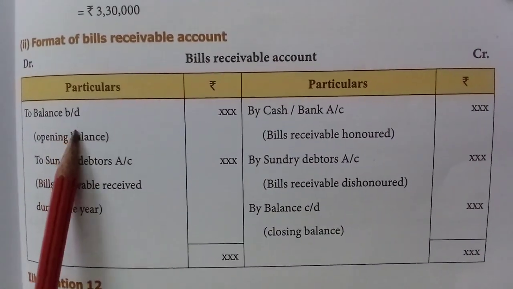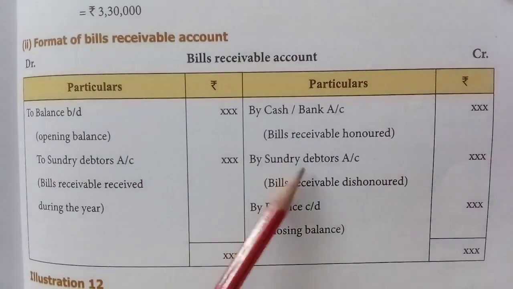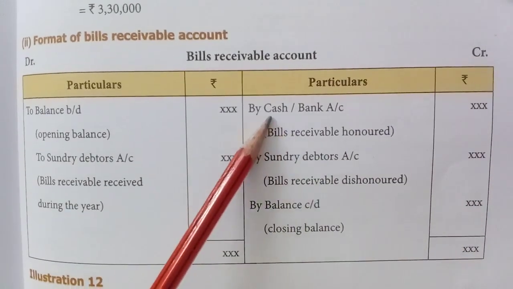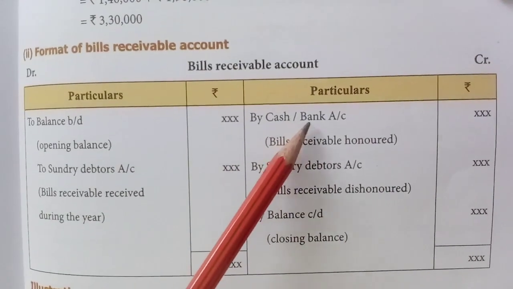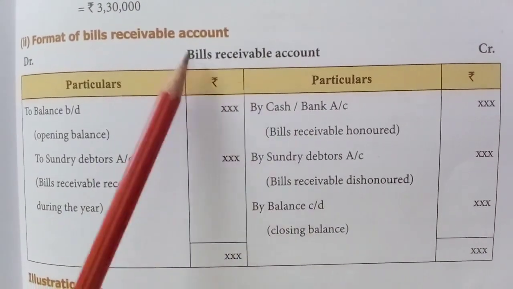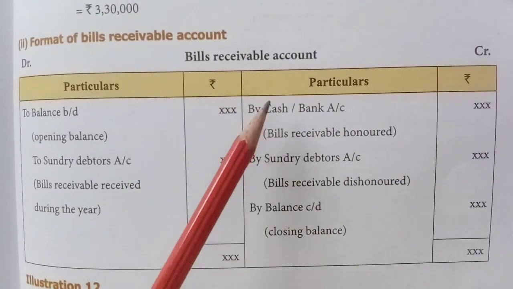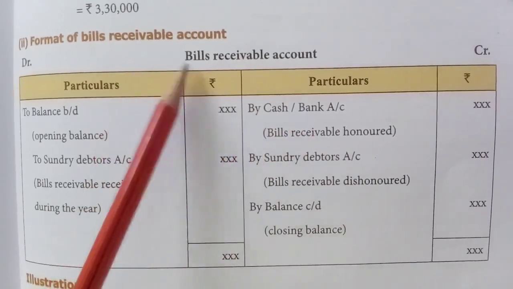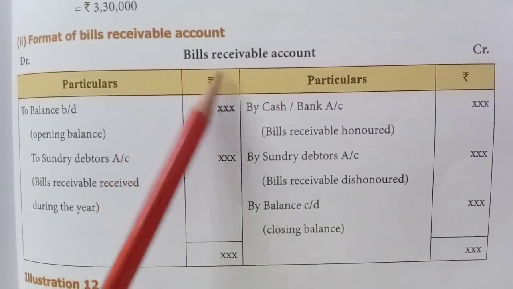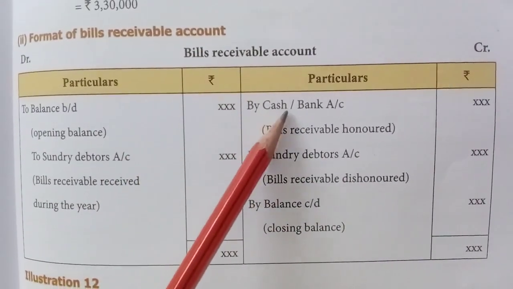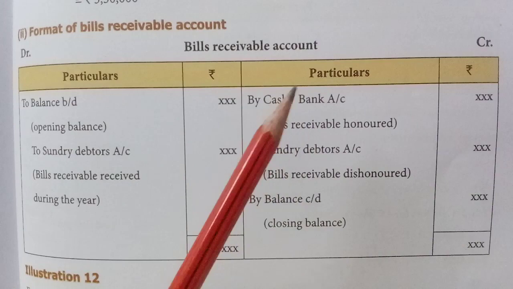If opening balance is on the debit side, closing balance will be on the credit side. Now here we may receive cash from the bills receivables. Either they will deposit it in the bank, so bills receivable will be paid into the bank and that bank will collect the amount. So either cash or bank account debtor to bills receivable, because those bills we are sending to the bank. It will go out, so bills receivable credit. Bank will be debit. The credit side we will write by cash or bank. Bills receivable honored.